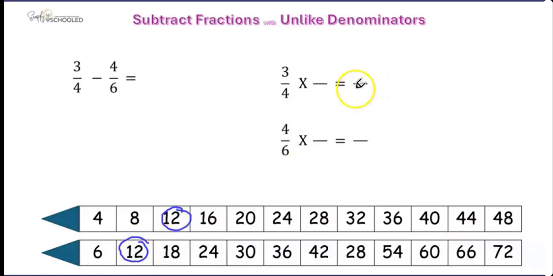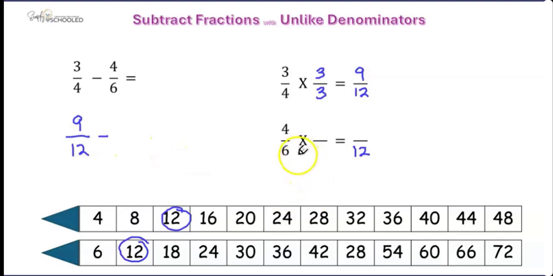So over here, I know that I'm going to rewrite these fractions and find equivalent fractions with a denominator of 12. So multiplying 4 by 3 gives me 12. So I have to multiply the numerator by 3, and that gives me 9. So now I can rewrite 3/4 as 9/12 because I know that that is an equivalent fraction.